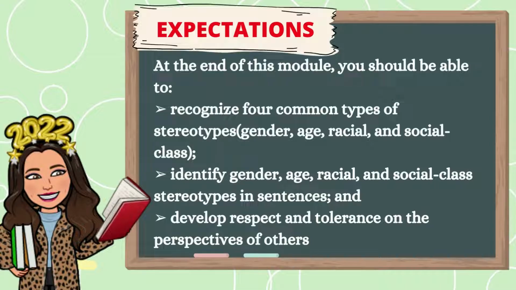At the end of this module, you should be able to recognize four common types of stereotypes: gender, age, racial, and social class, identify gender, age, racial, and social class stereotypes in sentences, and develop respect and tolerance on the perspective of others.